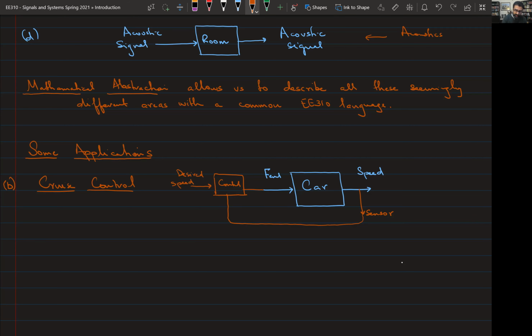So designing something like this control here requires familiarity or expert knowledge, चलें कहना चाहिए, knowledge of EE310.